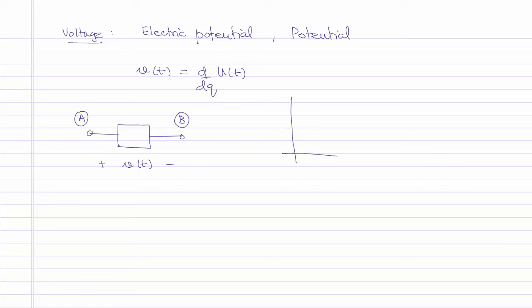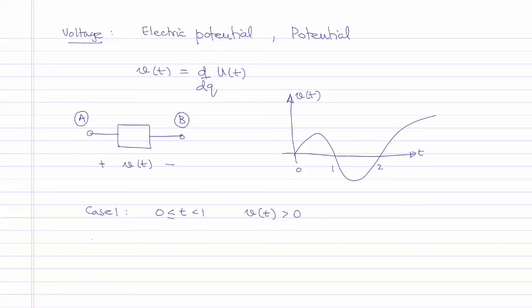And if the voltage has a graph as a function of time, which changes as shown, such that between 0 and 1 second it is positive, and between 1 and 2 seconds it is negative, we can interpret this as two cases. Case 1, which is in the time interval from 0 to 1 second, where the voltage is positive or greater than 0. What this means is that the terminal A is at a higher potential or at a higher voltage as compared to terminal B.